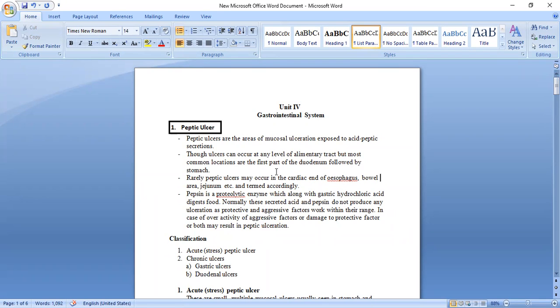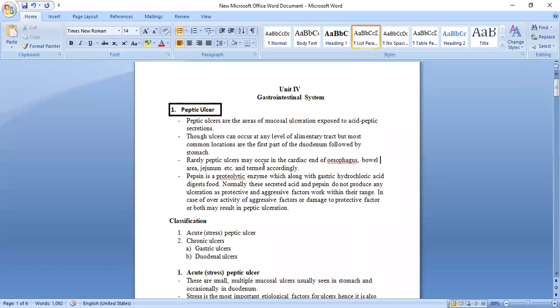Actually, the most common locations are the duodenum and stomach. Though it can occur at any level of the GI tract, almost commonly it occurs in the first part of the duodenum, the first part of the small intestine, and in that also the first part. That is the location, followed sometimes by the stomach. We will see the difference afterwards.